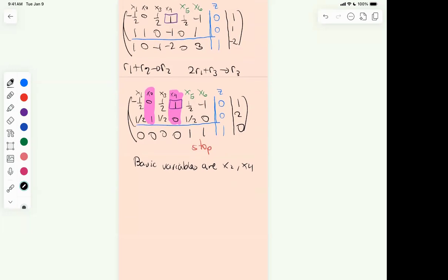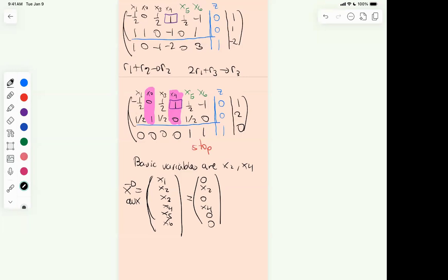And so everything that's not x2 or x4 is automatically equal to 0. So the basic solution is x1, x2, x3, x4, x5, x6. This is like the auxiliary solution, right? So everything that's not x2, x4 is 0 automatically, which is important. That tells you that x5 and x6 are 0, which is what we wanted, right? We wanted the last two slack variables to be 0.